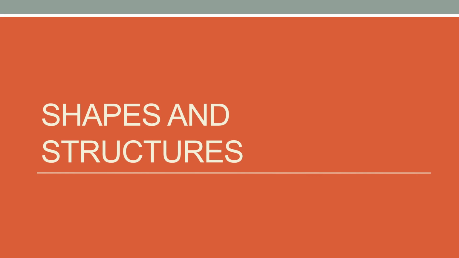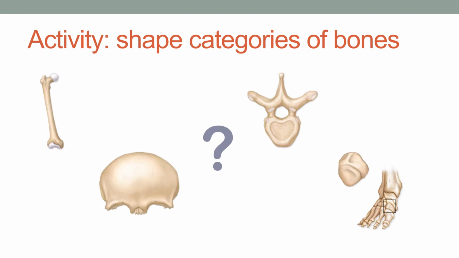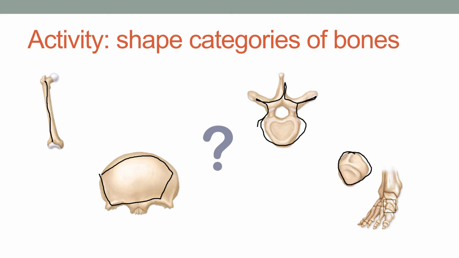Last but not least, we divide bones into a bunch of shapes and structures. So one brief activity for you to do here. Let me finish talking and then pause the video. Figure out what you would name the shapes of these 4 bones here. We've got the femur. We've got the frontal bone. We've got a vertebra. And we've got one of the tarsal bones of the foot. So just think for yourself for a moment. What name would you give to the unique shape of each of these bones?